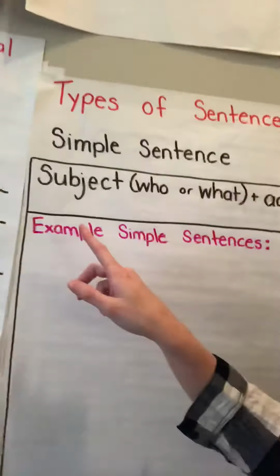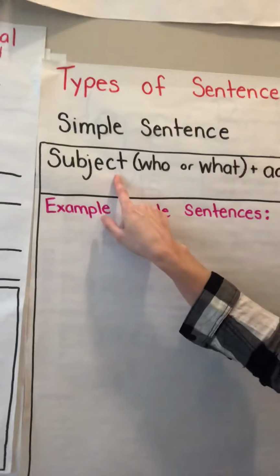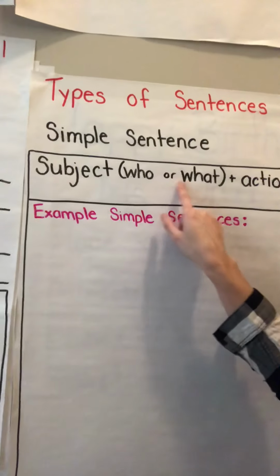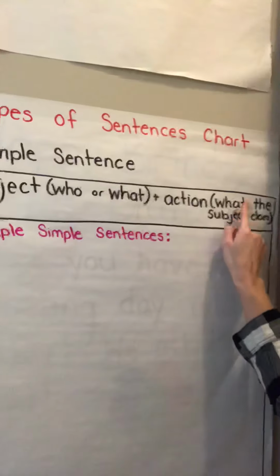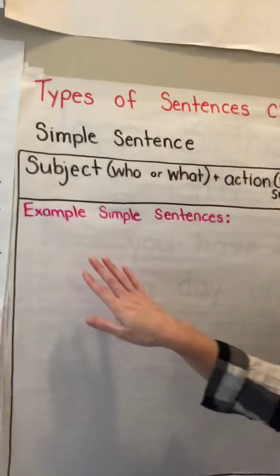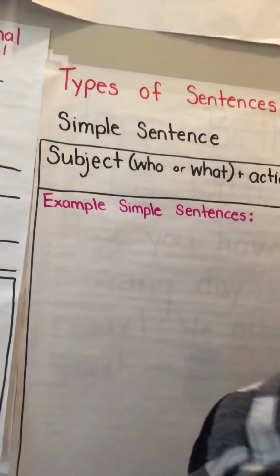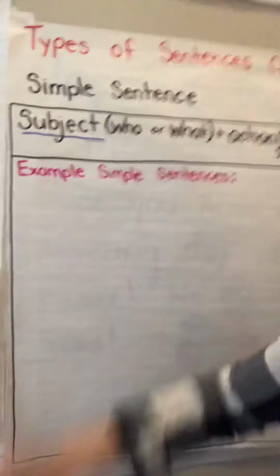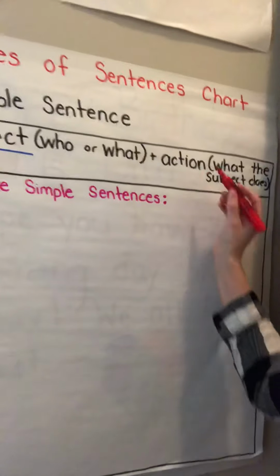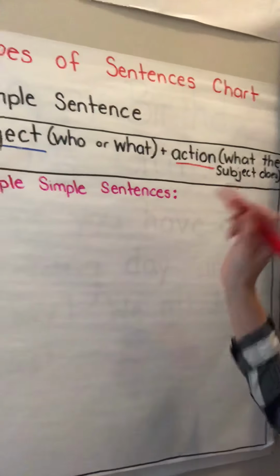So when we have a simple sentence, we have a subject, which tells us who or what the sentence is about, and then an action, so what the subject is doing. So we're going to come up with a couple of examples to help you out for simple sentences. So the first part, I'm going to write always the subject in blue, and then I'm going to write our action in red so we can tell the difference in our simple sentences.